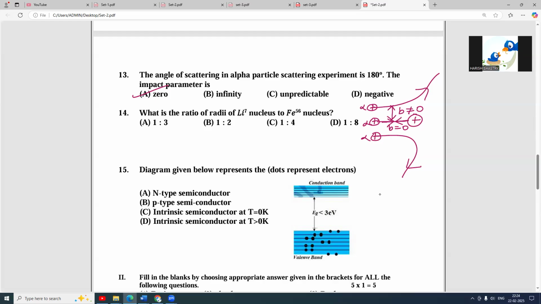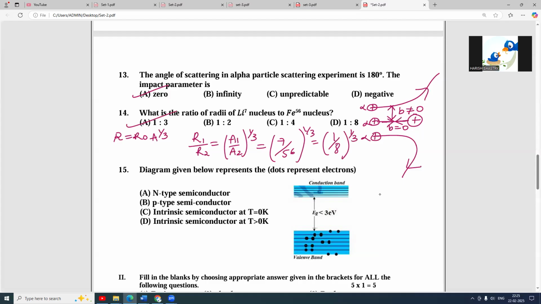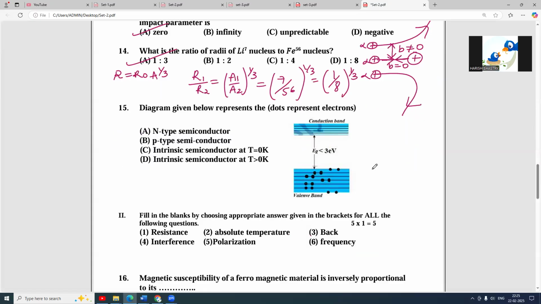What is the ratio of radii of lithium to iron nucleus? Okay, R is equal to R naught A to the power 1 by 3. So radius of first by radius of second is (A1 by A2) to the power 1 by 3. That means cube root of 7 by 56, and it is cube root of 1 by 8. Cube root of 1 by 8 is 1 by 2. It is 1:2.